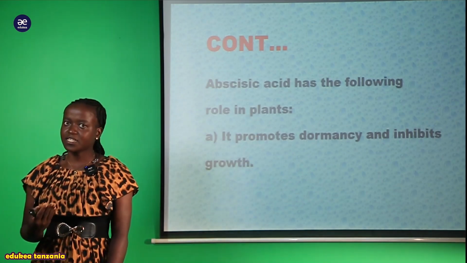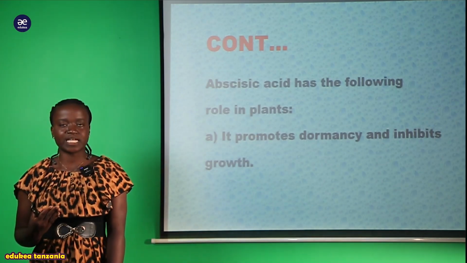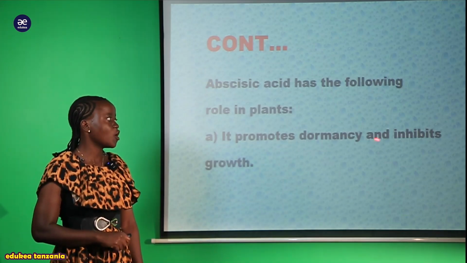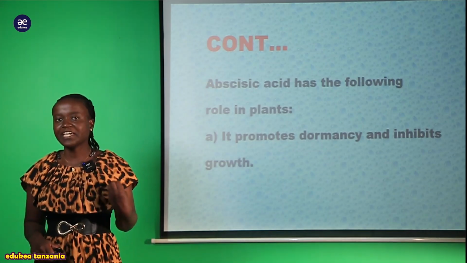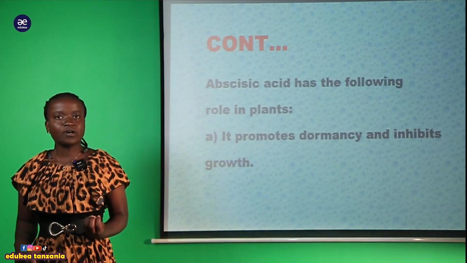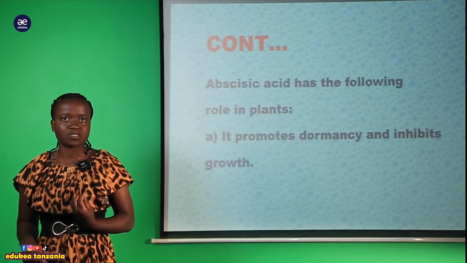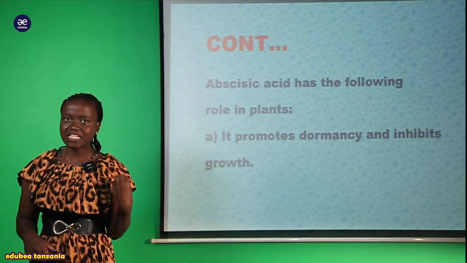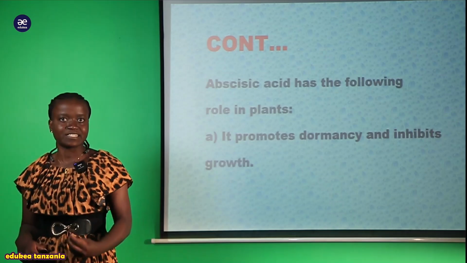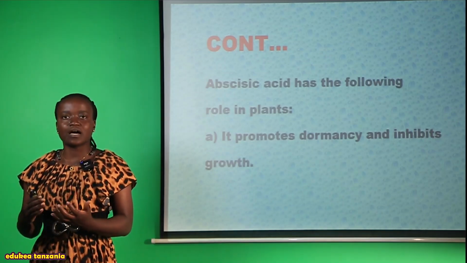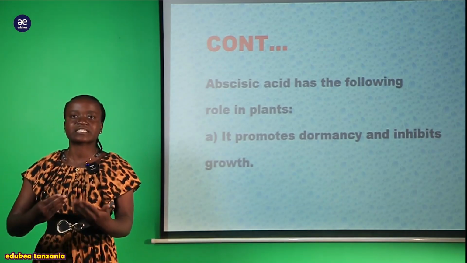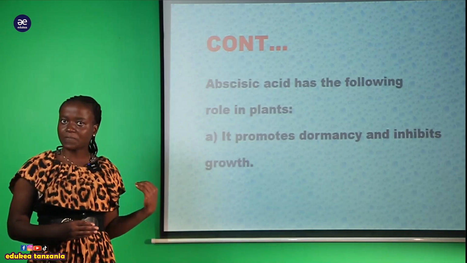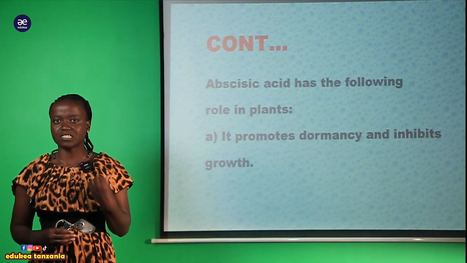The presence of this abscisic acid promotes dormancy. It can be either seed dormancy or bud dormancy. So with the presence of this abscisic acid within a seed, germination cannot occur within the seed very easily. It's due to the presence of this abscisic acid.